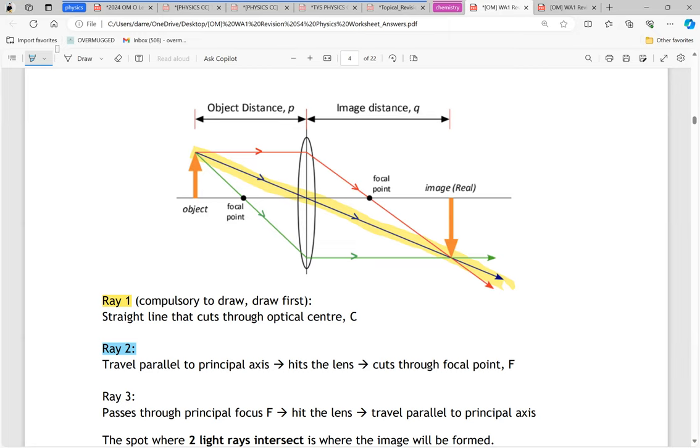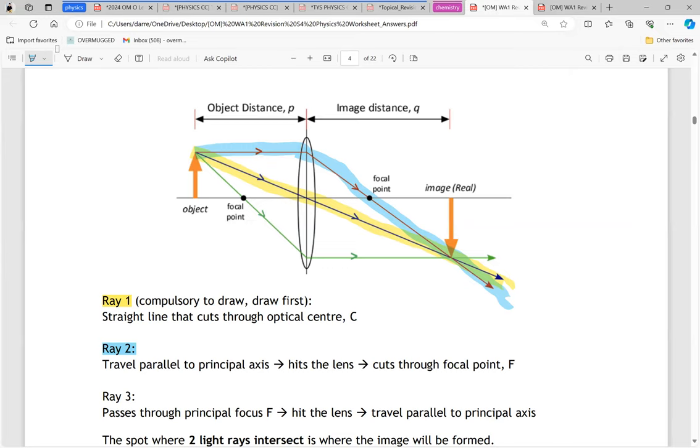The second light ray is more important; the third one is not as important. The second one is traveling parallel, and the moment it passes through the lens, it will cut through F. I highlighted until it's very ugly, but whatever, you get it. These two light rays are a must know, because wherever these two light rays converge, that is where the image will be formed.